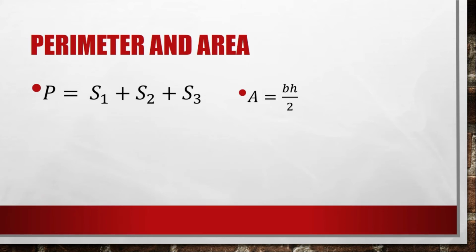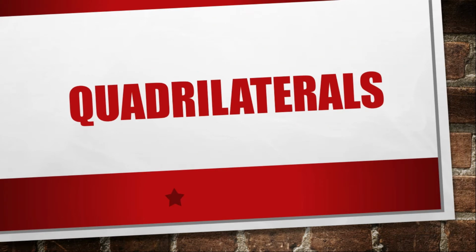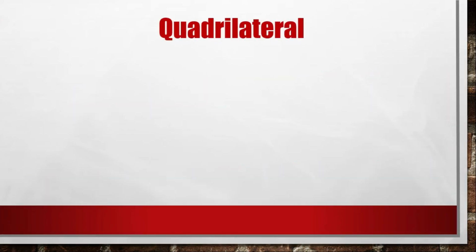Perimeter equals side 1 plus side 2 plus side 3. And the area is equal to base times height all over 2. We will apply that later on. Next, let's proceed to quadrilaterals. When we say quadrilaterals, these are the polygon with 4 sides and 4 angles. And there are different types of quadrilateral.